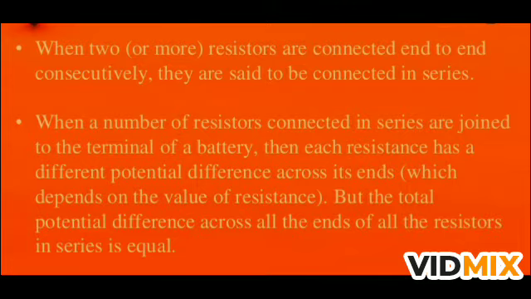then each resistance has a different potential difference across its end, which depends on the value of resistance, but the total potential difference across all ends of all resistors in series is equal. Means when you connect three resistors in series with a battery or potential difference of 6 volt, then the potential across each of the resistors will be different, but the total will always be 6, and current will remain same in all the resistors. So it is very important to note it down. When the resistances are connected in series, potential divides across the resistors and current remains same in all the resistances.